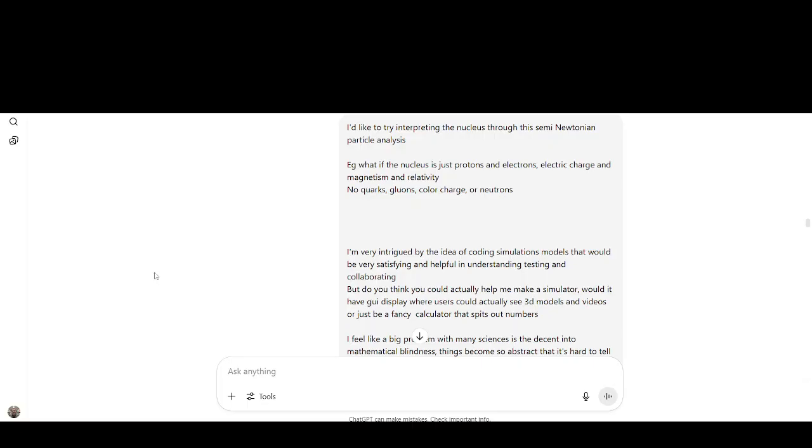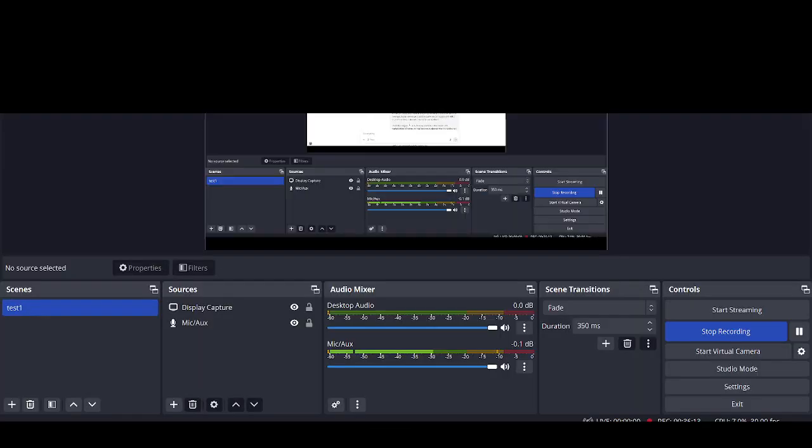I'd like to try interpreting the nucleus through a semi-Newtonian particle analysis. Actually, we're going to pause there, save it.